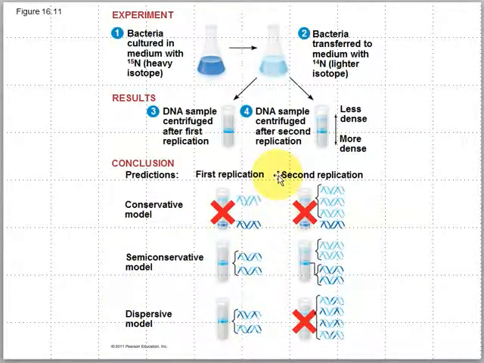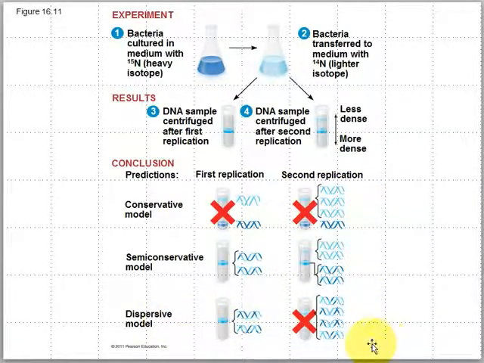So now we're going to go for the second replication, which was done after they moved the bacteria into the lighter isotope. So again, conservative model, it would come out with basically the bands that you see here, with a band light toward the top, heavy toward the bottom. Well, that's not what they got. They got a band light toward the top, and they got a band in the middle. So again, that knocks out the conservative model. If you needed to knock it out twice, this knocks it out twice.